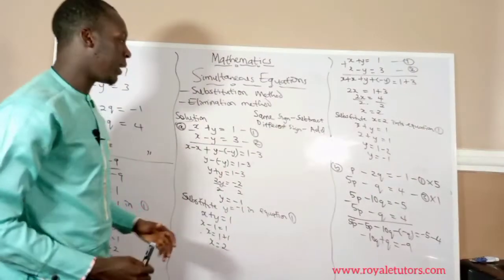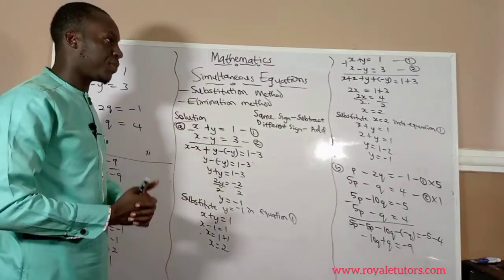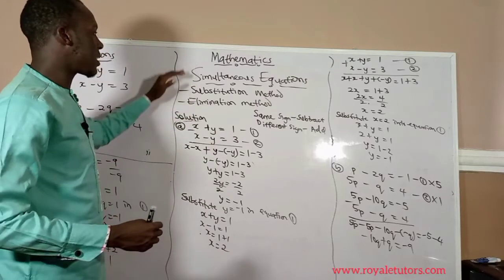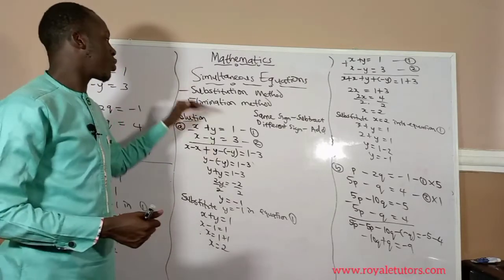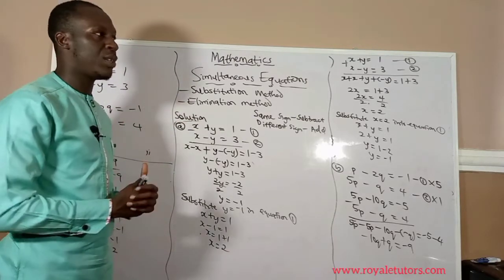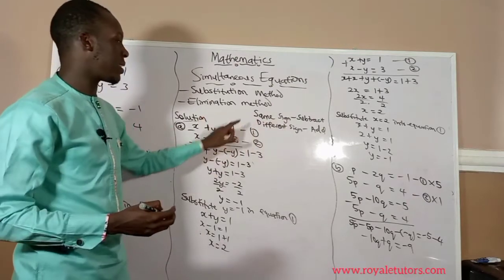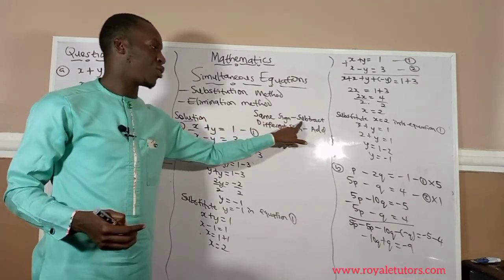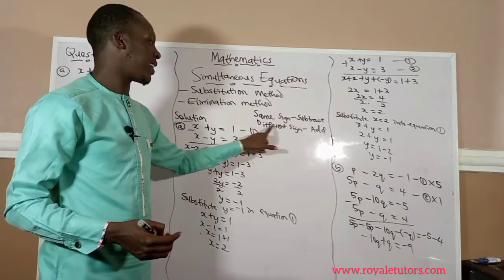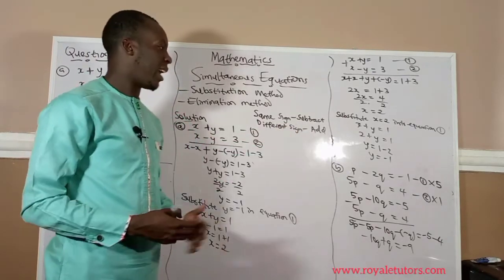So with that being said, we're able to teach how to solve simultaneous equations using both the substitution method and the elimination method. Don't forget, if they have the same sign, just for easy access, you subtract; different sign, you add. I hope that is clear.